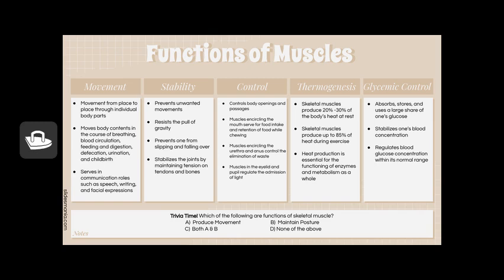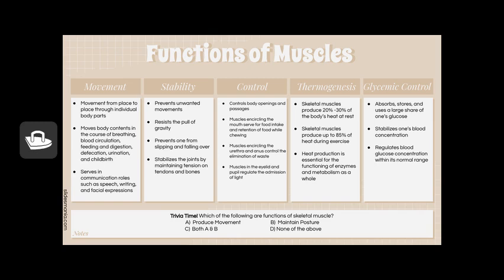So, movement allows the muscles to move from place to place through individual body parts, and they allow the body to move in the course of breathing, blood circulation, feeding and digestion, defecation, urination, and childbirth. And the function of movement serves in communication roles such as speech, writing, and facial expressions that can be visually seen on the face.